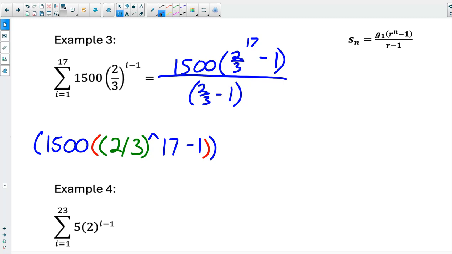You could hit enter if you wanted right there. And then you have to go divide by 2 parentheses here. 2 divided by 3, close 1, and then minus 1. Type that sucker in. So again, the formula is not that bad. Can you use the formula? That's what becomes kind of a pain.